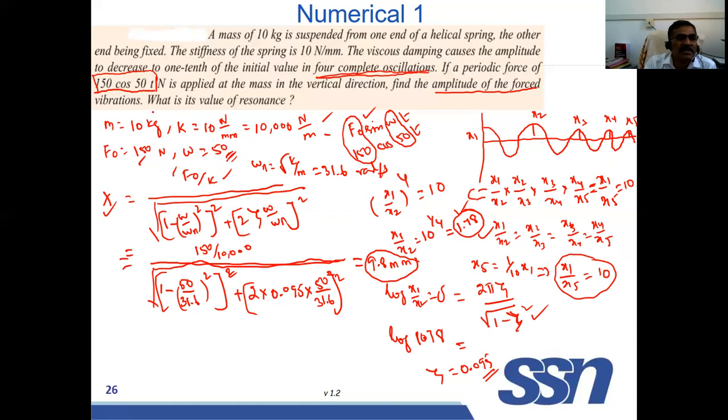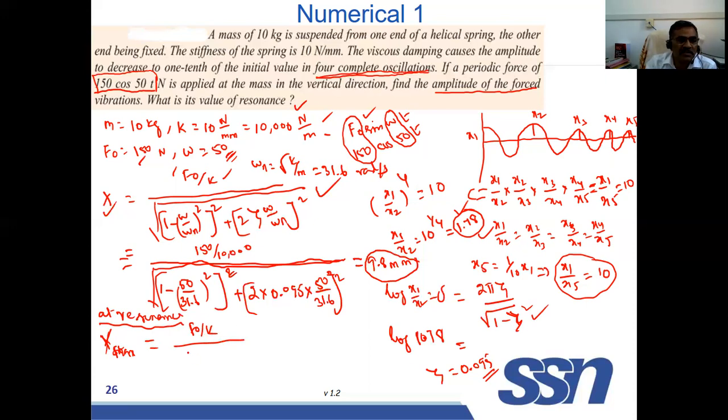But now, what is given is the value at resonance. What is the value of x at resonance? Resonance means omega by omega n is equal to 1. So in this equation, substitute omega by omega n is equal to 1. So then, at resonance, let us take the x max, that is equal to F0 by k divided by, this value will be 0. Omega by omega n is equal to 1, so 1 minus 1 is 0.